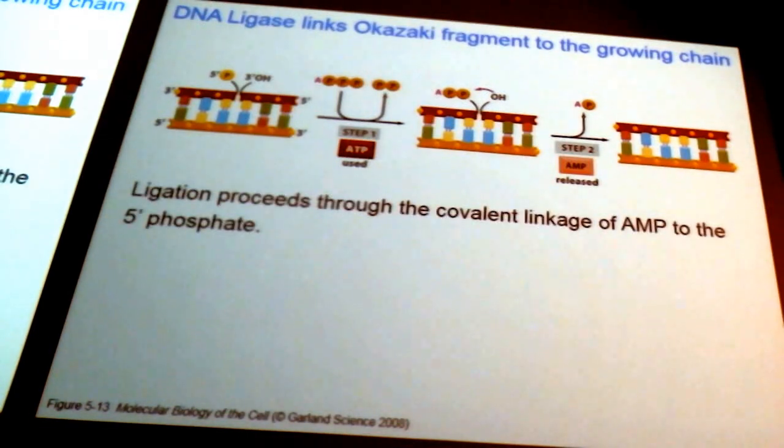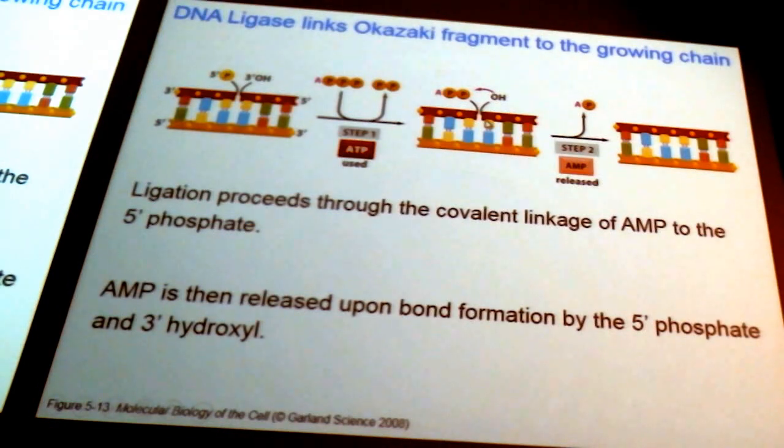So as I said, it proceeds through the covalent linkage of an AMP. That's why you get this AMP intermediate. And then you have hydroxyl attack and release of AMP.